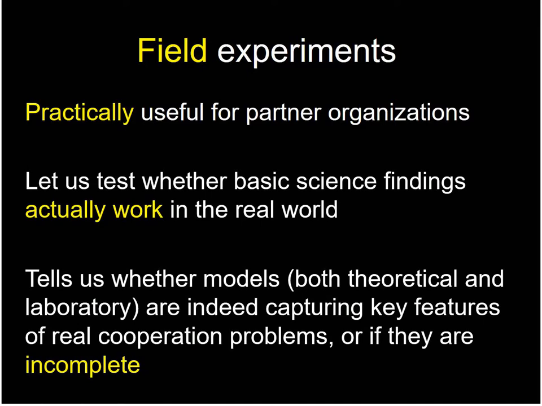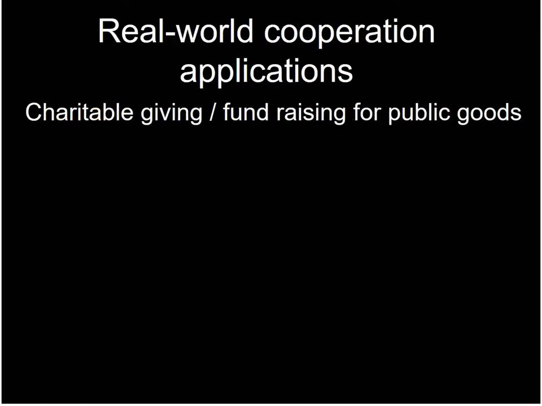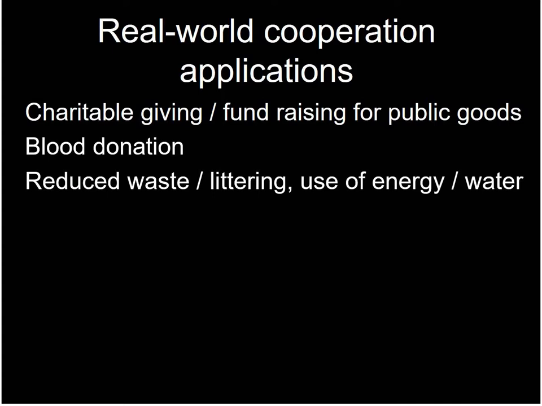And there's a lot of different sort of cooperation applications that people have studied in the field. And just to give you a flavor of the kinds of things that will go on under that rubric, we've got looking at charitable giving or fundraising for public goods, like at community fire departments, police departments, schools, things like that. Blood donation is another type of public good that is popular and that people have run a lot of experiments on. Efforts to reduce waste or energy use or water use, so just general environmental conservation kind of things.